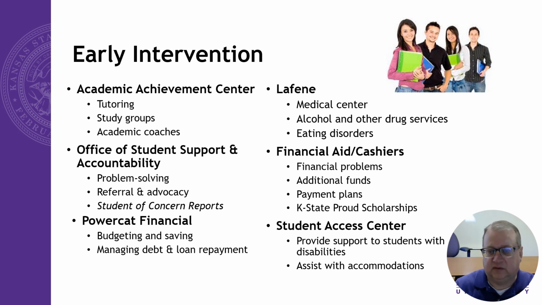Lafene offers medical and psychological support. If there's financial aid, we can go to financial aid or the cashier's office. All these groups are here to help those students be successful. And if there's a disability and classroom accommodations are needed, the Student Access Center is available to help support them as well. There are multiple other offices on campus, but we really have a great culture of support here at K-State.